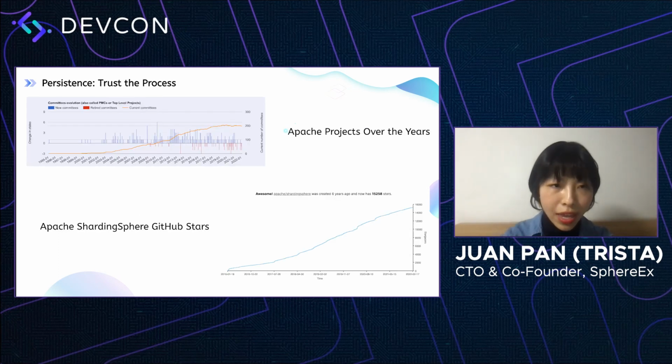The last one is about persistence. It's another very important factor for your community. Trust the process, because we cannot make our community very active at the beginning. You need to pay more attention, and put more time and effort into this community. So trust the process and be patient with your time.